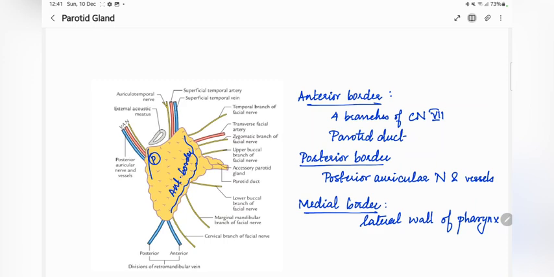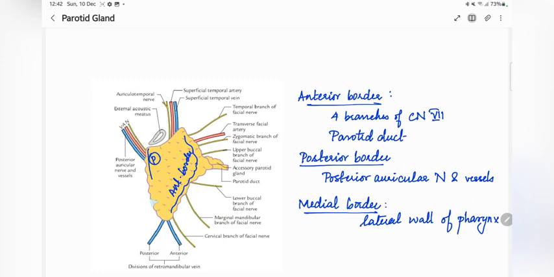The anterior border separates the lateral surface or the superficial surface from the anteromedial surface, and from here we have the following structures emerging in a radiating fashion, which are four branches of the facial nerve: the temporal branch, the zygomatic branch, the upper and the lower buccal branches, and the marginal mandibular branch. Only the cervical branch emerges from the apex, the rest of the four branches emerge from the anterior border. Along with that, we have the transverse facial artery and the parotid duct. So remember, the parotid duct emerges from the anterior border of the parotid gland.